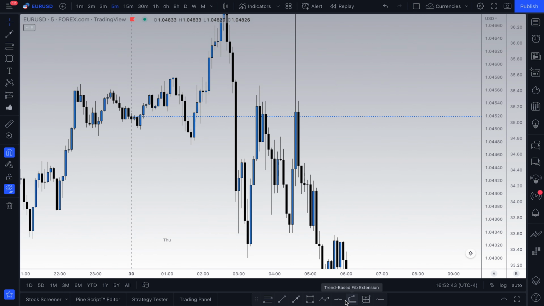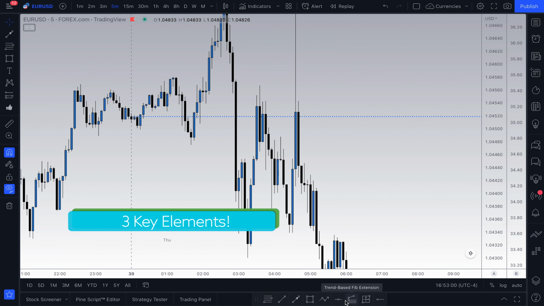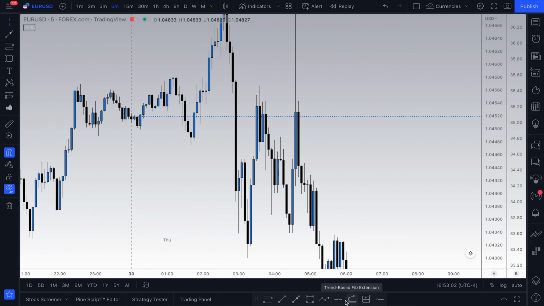Now, not all order blocks are created equally, meaning not all order blocks will work out in your favor. If you've been trading order blocks and you've been struggling, I'm pretty sure that they failed for you time and time again. And there's a reason for that, because there are three key elements that you're not paying attention to, to choose the highest probability setup with your order blocks. And I'm going to feast your eyes on them right now.